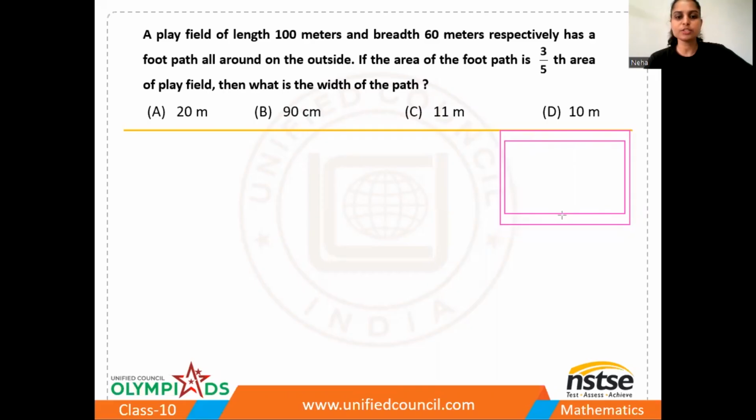So let's suppose this is your footpath. If the area of the footpath is 3/5 of the area of the play field, then what is the width of the path? So we have to find out this width of the path here, right? Nice question. Let's suppose this is x. This is also x, this is also x, and this is also x, because the width of the path is equivalent on each side.